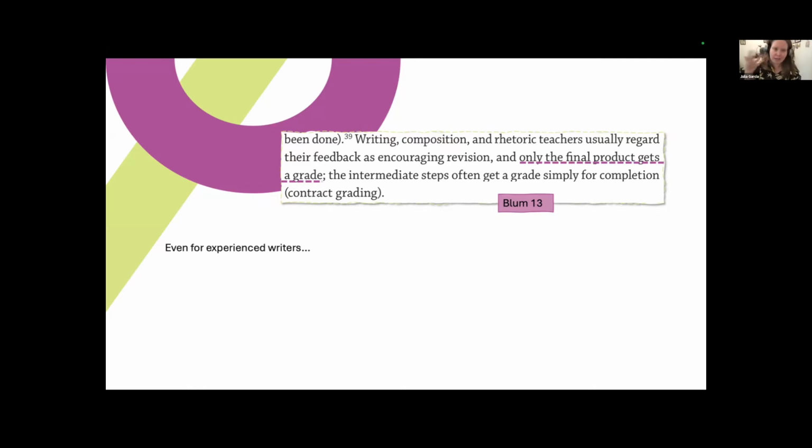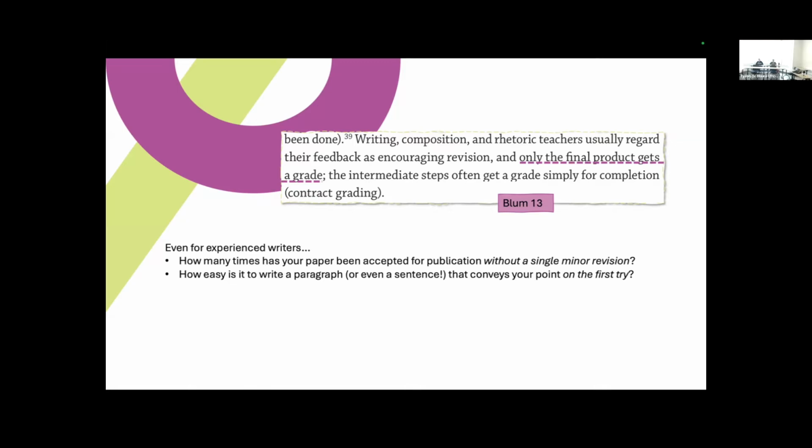So I wanted us to think, all of us are experienced writers here because we are academics. How many times has your paper been accepted for publication without a single minor revision? I can't see your faces, but I hope you're laughing. How easy is it to write a paragraph or even a sentence that conveys your point on the first try? As an example, I had to write these questions many times, and I don't know how good they are to convey what I meant, because that's what writing is. It is actually editing and rewriting.